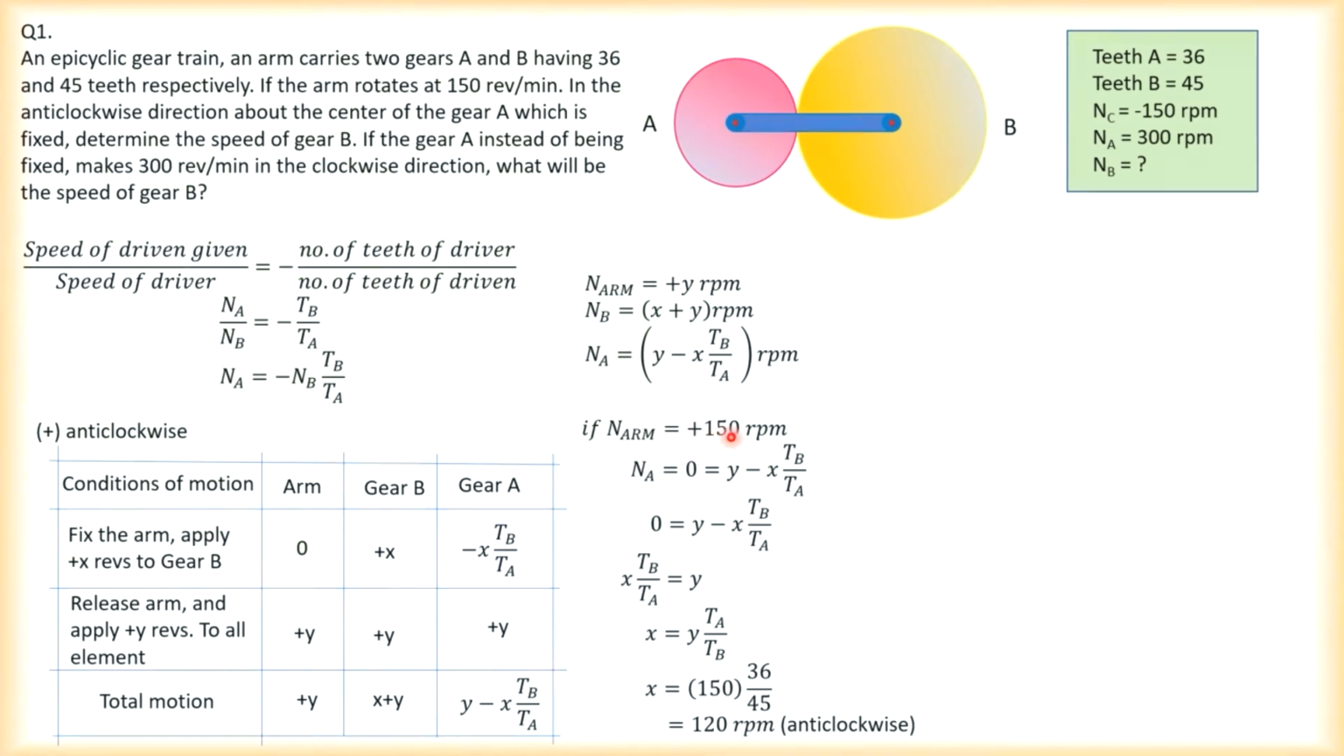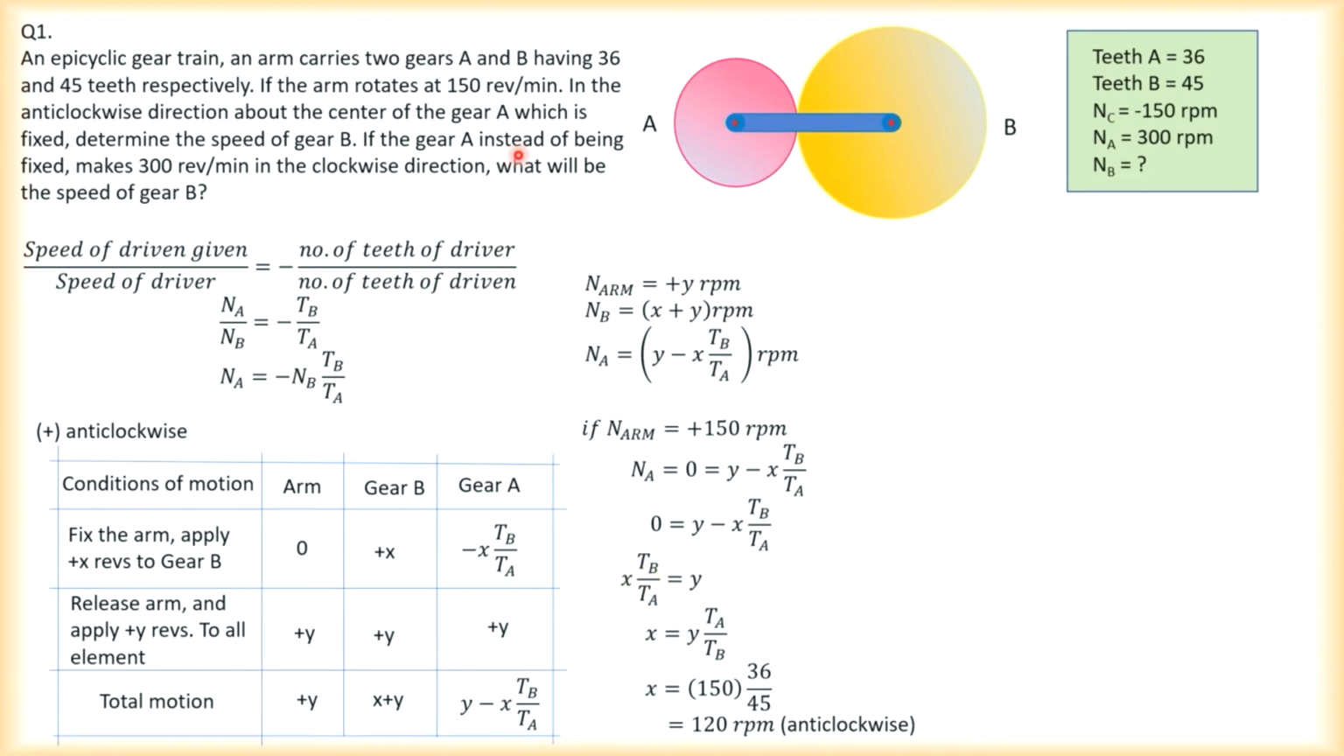Now, the arm is positive 150, because they say 150 anti-clockwise, so that is why it's positive 150. Now, N_A is zero, because in the first part they say gear A is fixed. It equals Y minus X times TB over TA. So you have this equation. Based on this equation, rewrite this. You manipulate this, and then make X the subject.